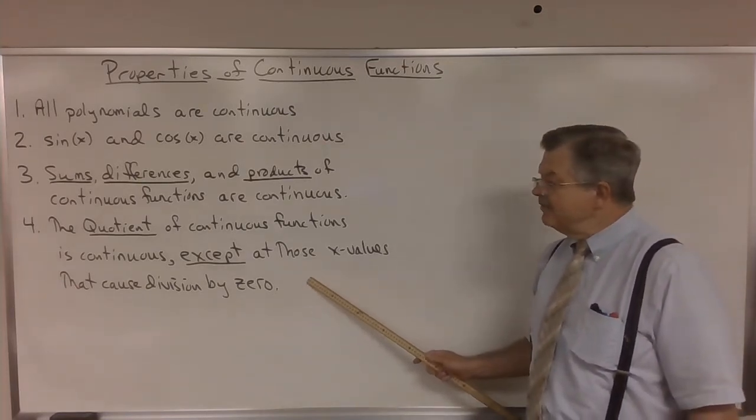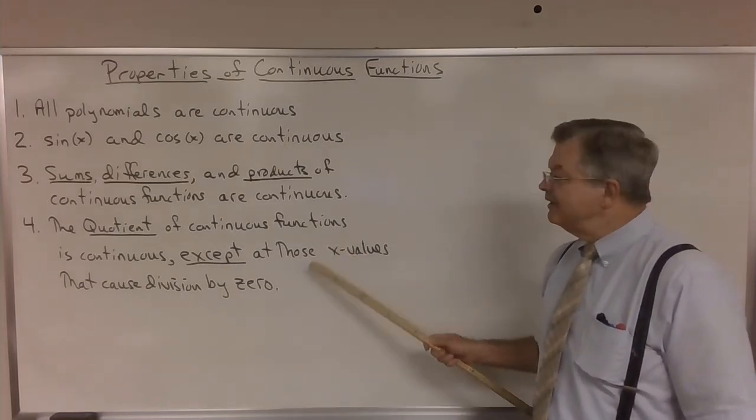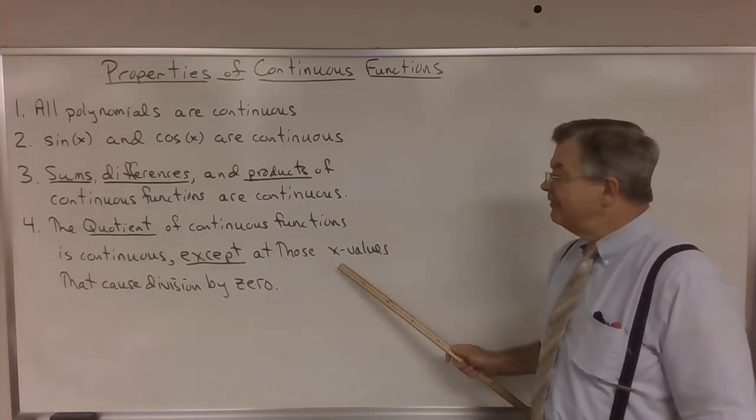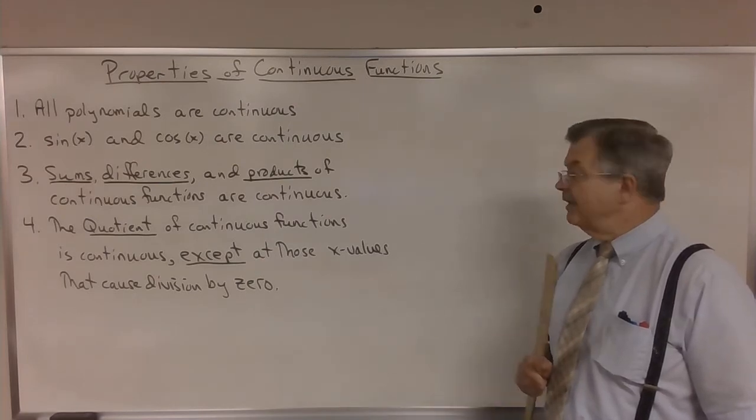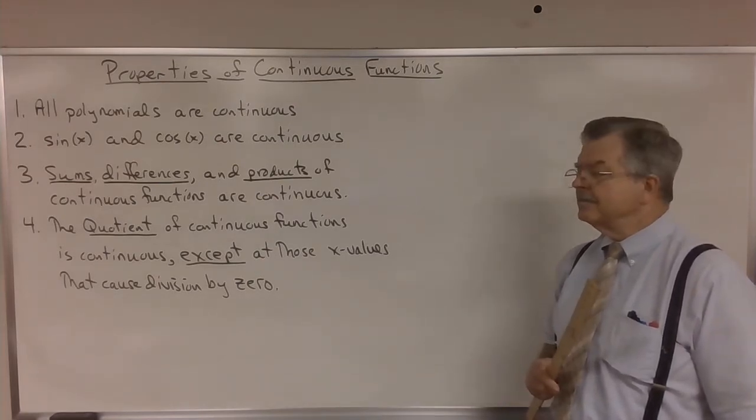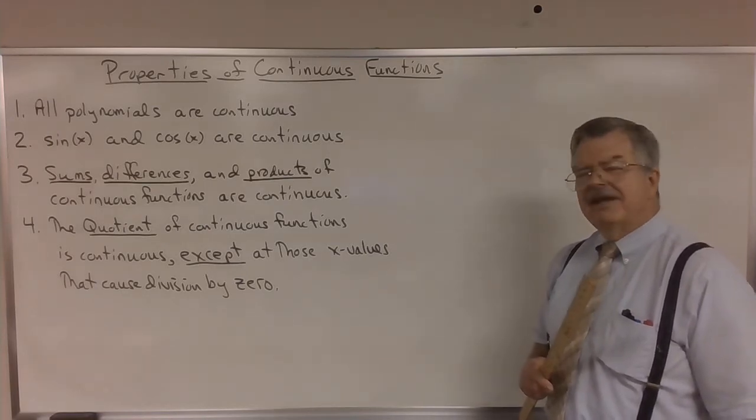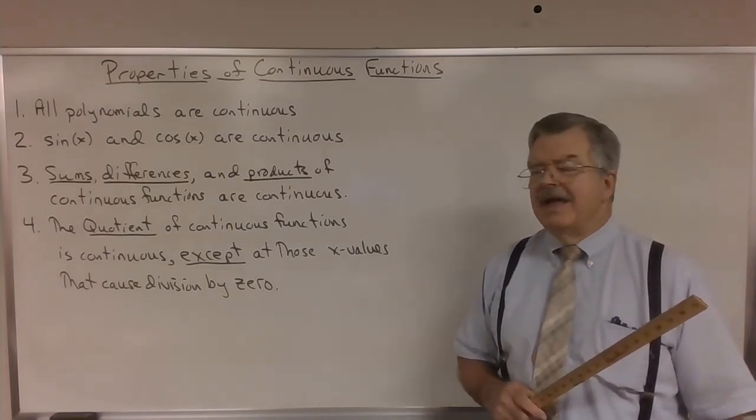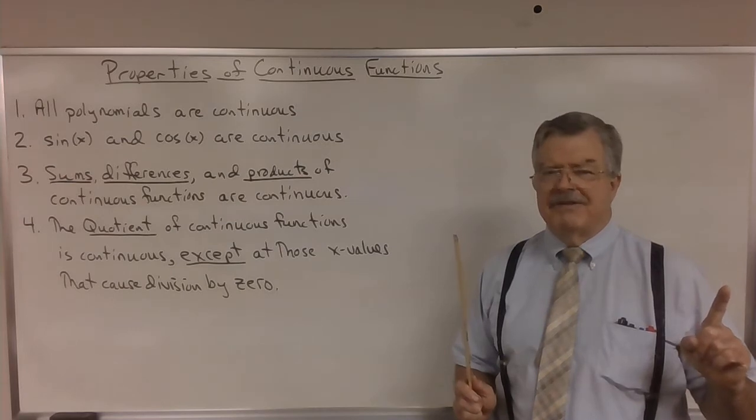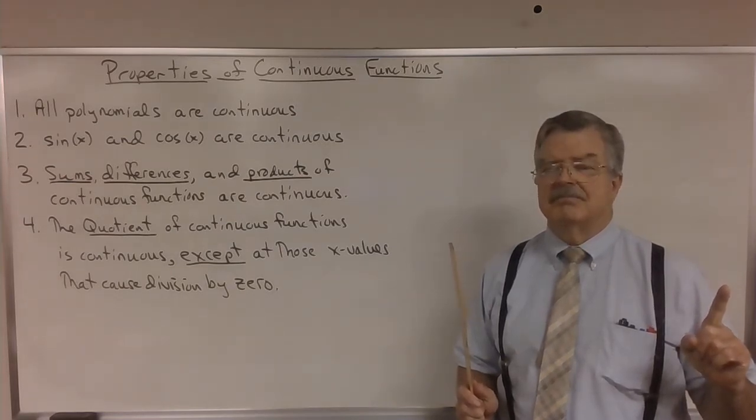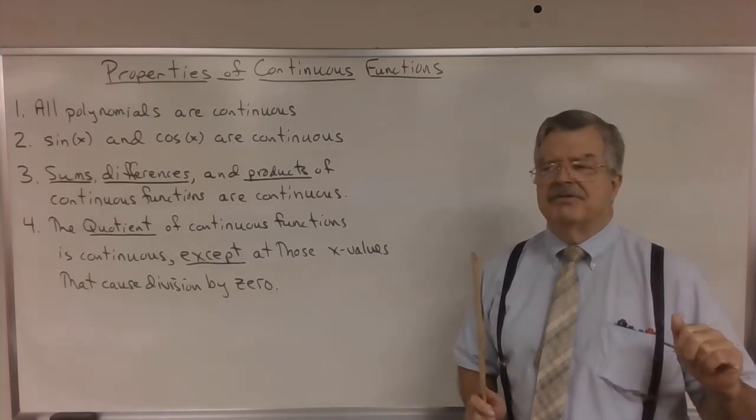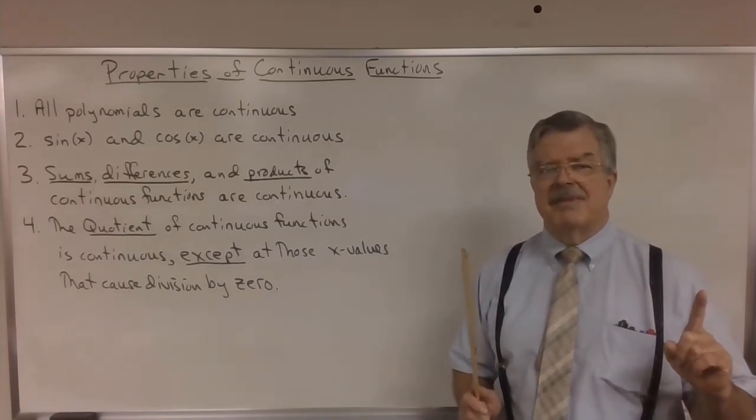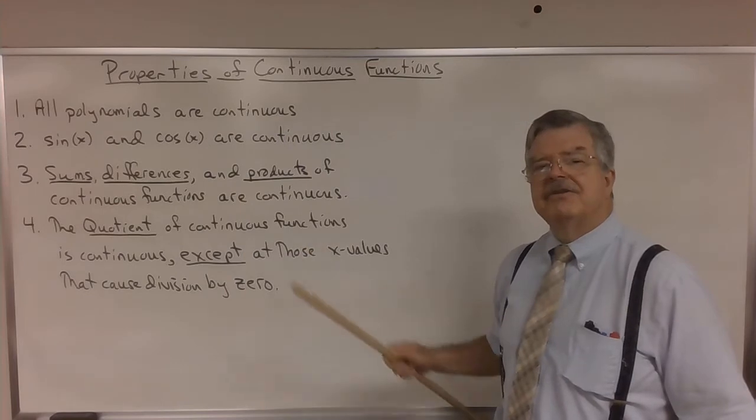And the last property, the quotient of continuous functions is continuous, except at any x value that causes division by zero. So we can take those x values that cause division by zero, and in the interval between any two of those x values that cause division by zero, let me be more precise. In the interval between any two successive x values that cause division by zero, the quotient is continuous.